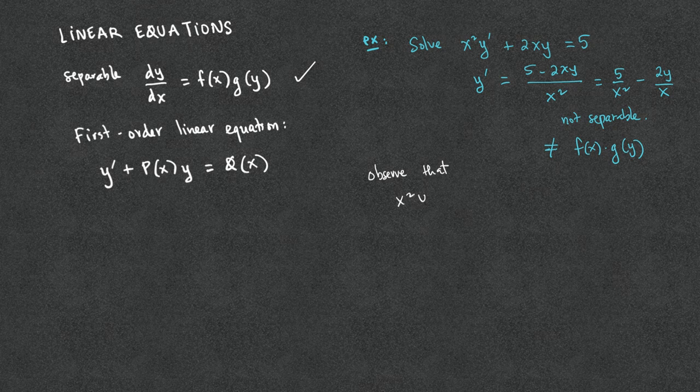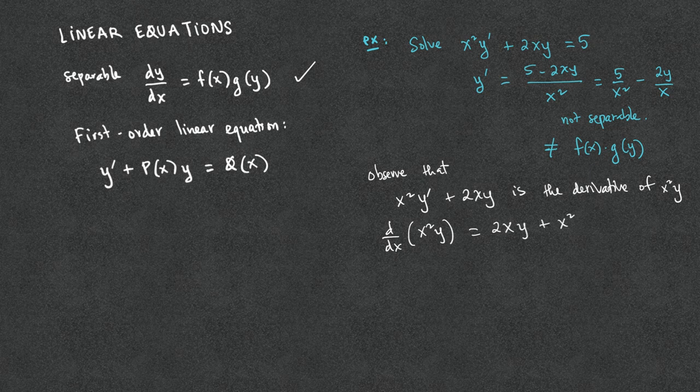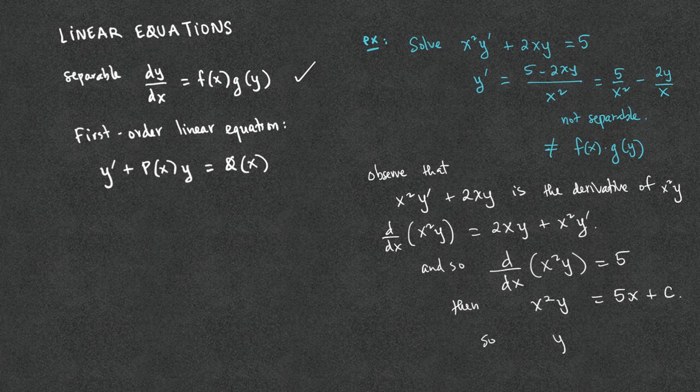But observe that x squared y prime plus 2xy is the derivative of x squared y. Notice that the derivative of x squared y with respect to x, using the product rule implicitly, is 2xy plus x squared y prime. And so the derivative of x squared y has to be 5. But if the derivative is 5, then x squared y is 5x plus c. And so y is (5x plus c) over x squared. And we found the solution.